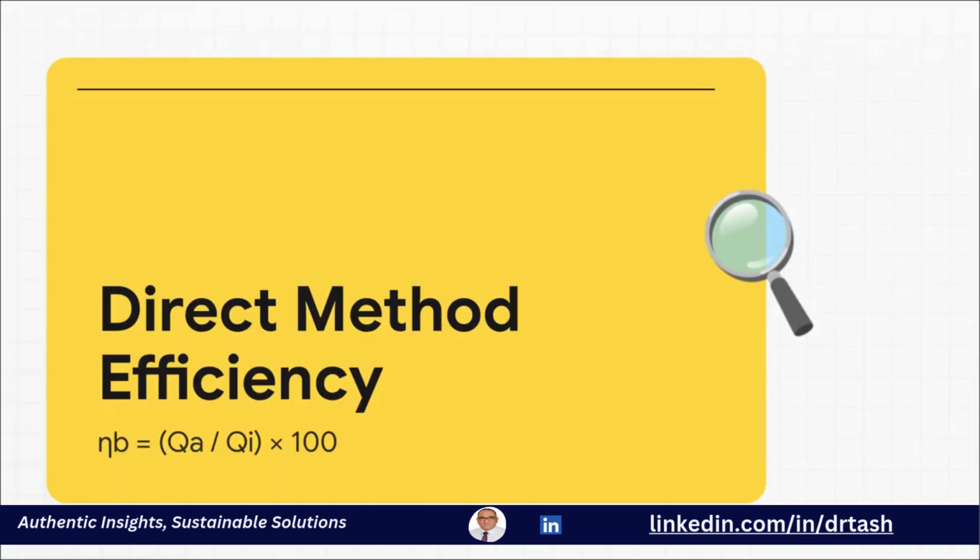So here it is, the direct method in all its glory. This equation gives you that one big top-line number. It's like the classic black box approach, you know? You're basically asking, for all the energy I poured into this thing, how much useful energy, in the form of steam, actually came out the other side?